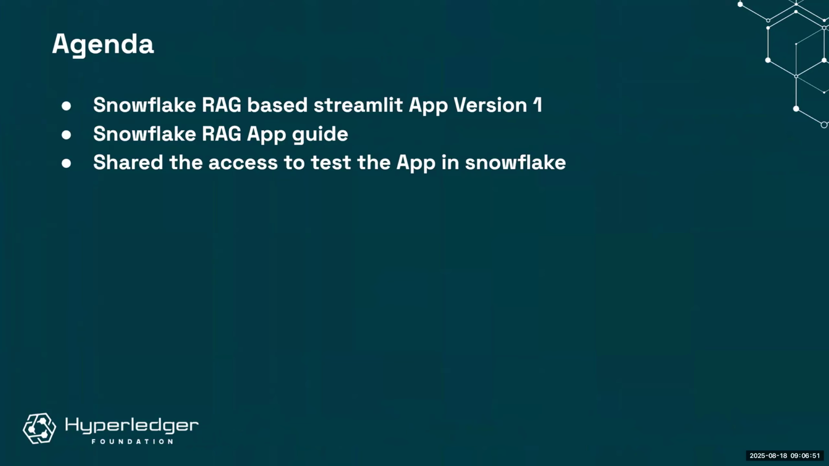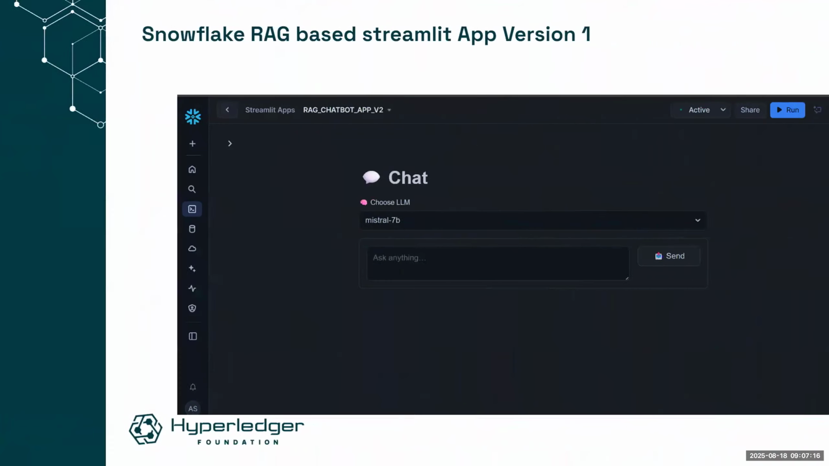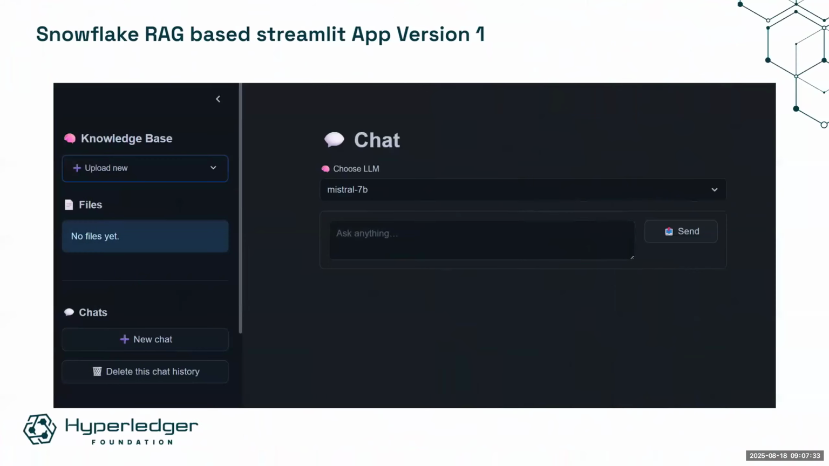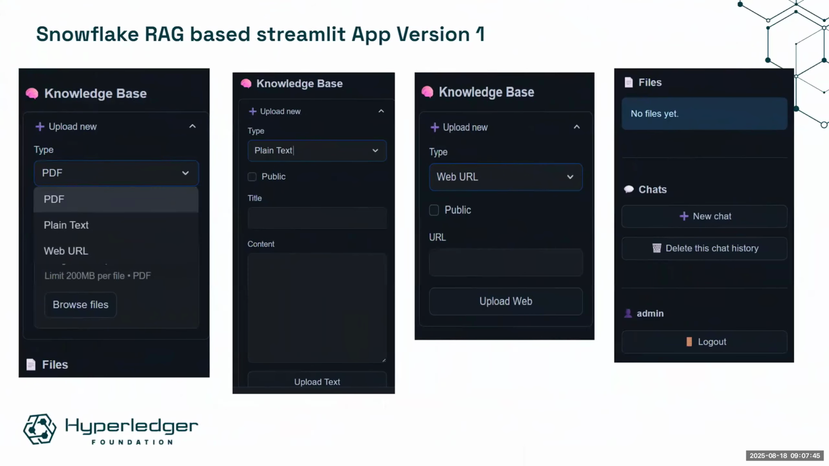So in this agenda about the Snowflake app, first of all, I want to discuss the Snowflake RAG-based Streamlit app version 1 and the Snowflake RAG app guide README file. I have also shared the access to test the system in Snowflake with the team: Bobby, Gianluca and Suna. For version 1, we have a chatbot UI, kind of a ChatGPT-style UI, where we can choose our LLM model and ask any question regarding the documents we have uploaded. On the left side of the screen we have a knowledge base builder where we can upload a file like PDF, plain text, or web URL. These are the types of knowledge base we can add to the system.